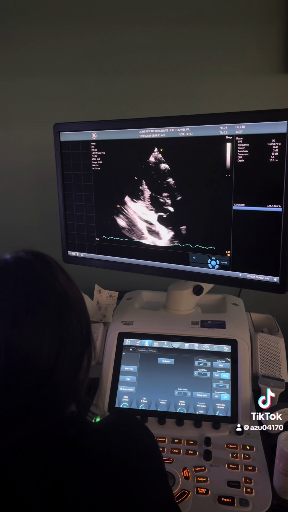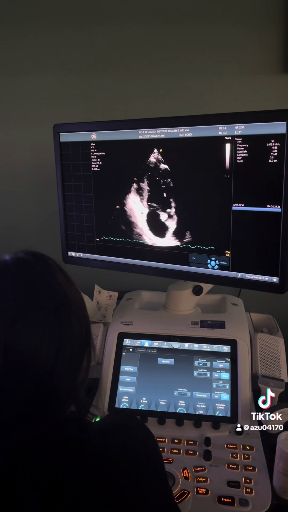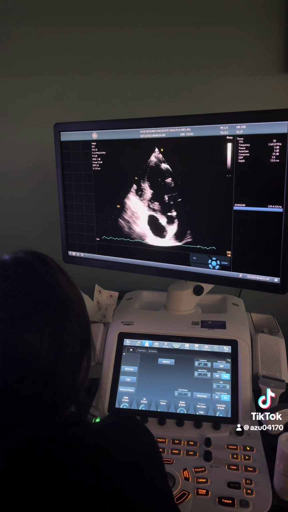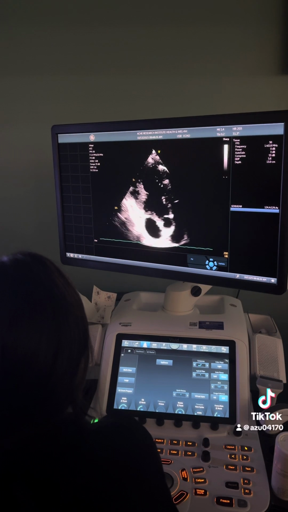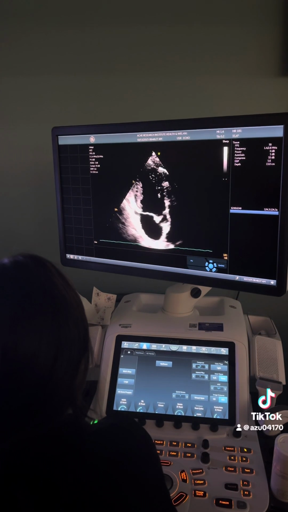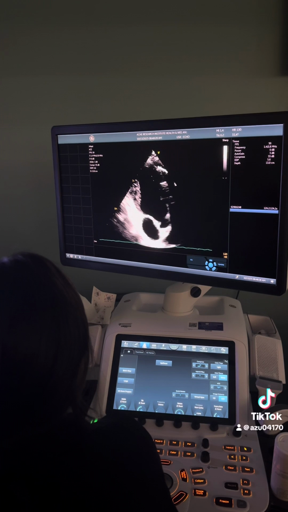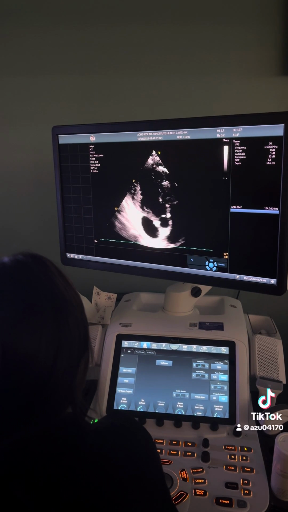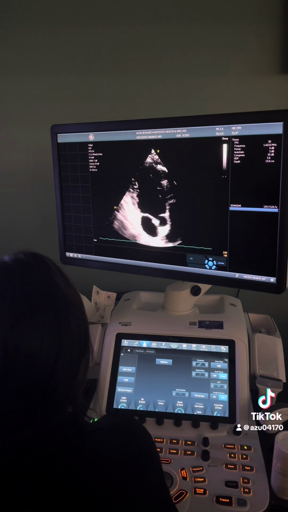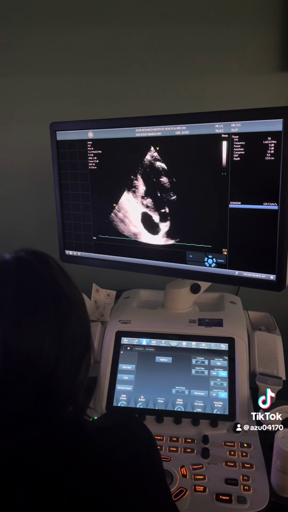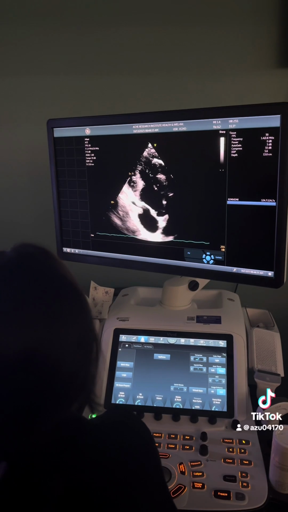This view is called the three-chamber view. You want to rotate your transducer 30 to 60 degrees counterclockwise from the two-chamber. You want to face the notch towards the patient's right shoulder. In this view, we will see the left atrium, the mitral valve, left ventricle, aortic valve, and the aortic root, as well as the left ventricular outflow tract.